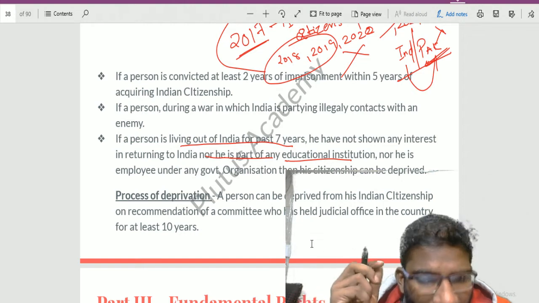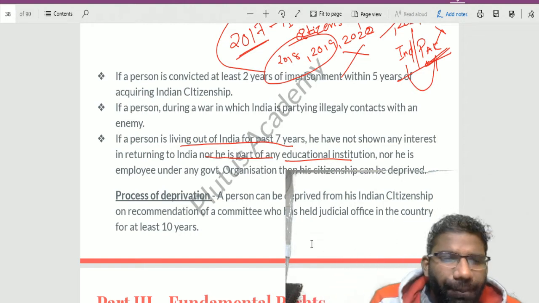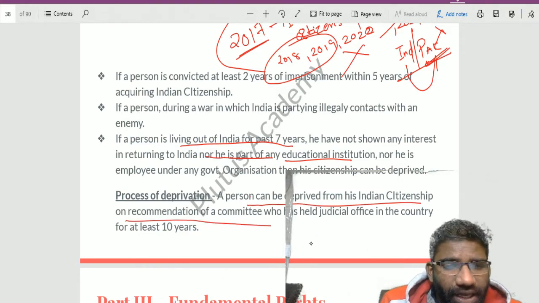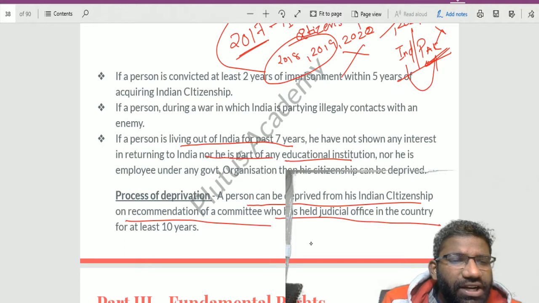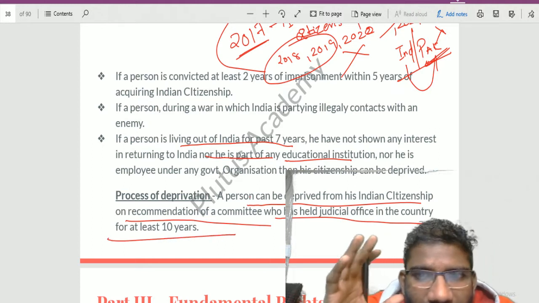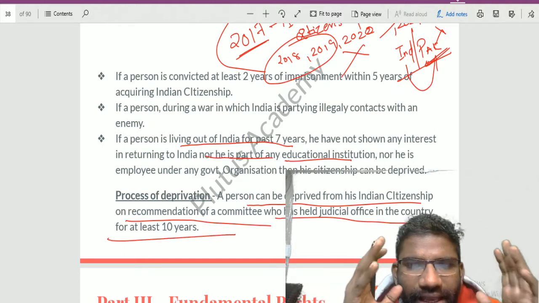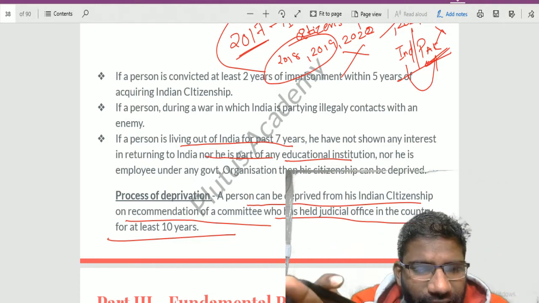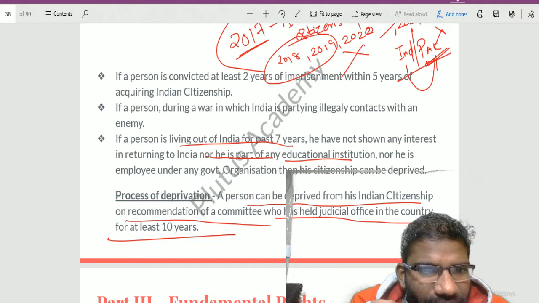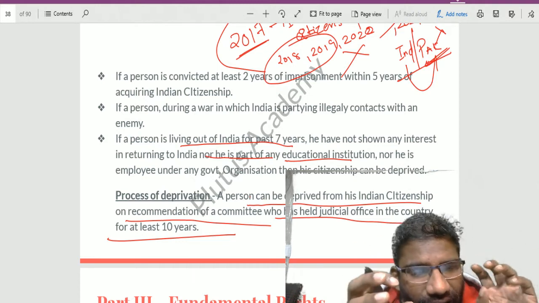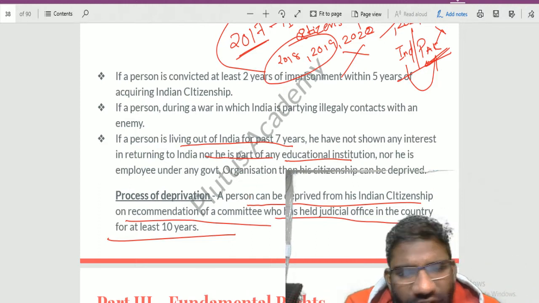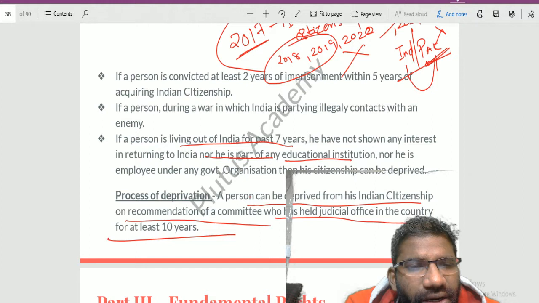Now, is the process of deprivation easy? No. A person can be deprived of his Indian citizenship on the recommendation of a committee whose members have held judicial office in the country for at least 10 years. A committee would be set up, headed by a judge of the High Court or Supreme Court. They have to study whether the person is legally not correct to have Indian citizenship, and then the citizenship will be terminated. So the process of deprivation is not easy.